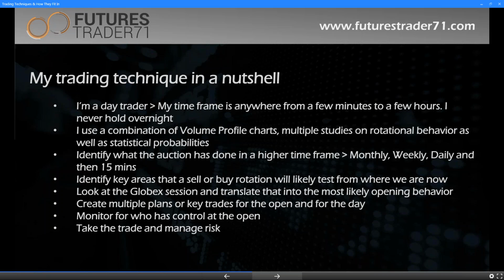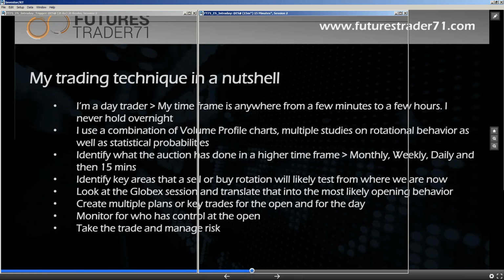The next step is for me to identify what the auction has done in a higher time frame. So I look at a monthly market profile or volume profile, weekly, daily, and I look at a 15-minute. Time isn't really a factor. Time just organizes the information. But I'm looking at what has the market done overall.